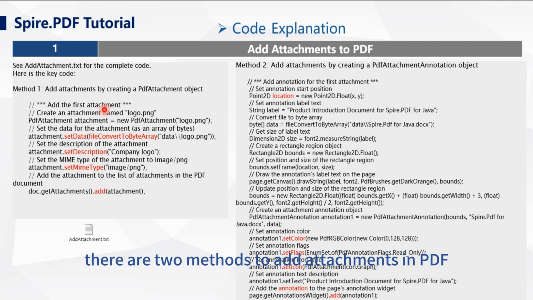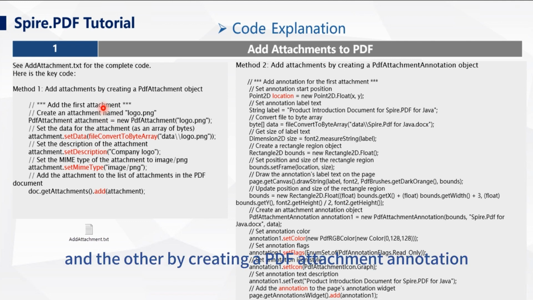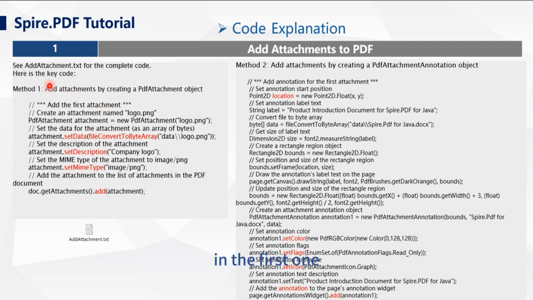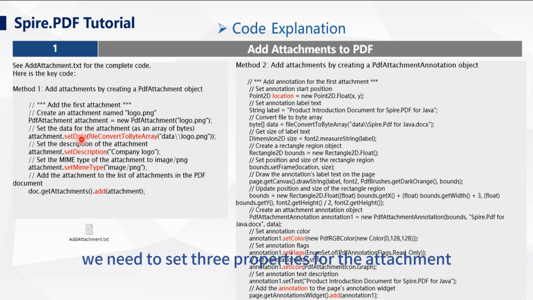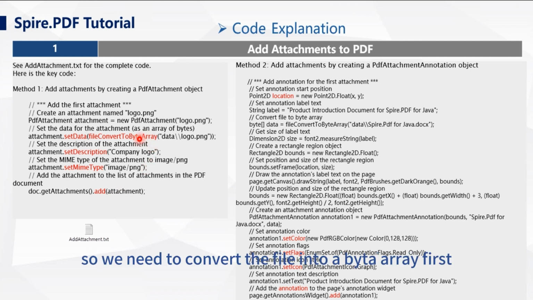There are 2 methods to add attachments in PDF. One by creating a PDF attachment object and the other by creating a PDF attachment annotation object. In the first one, after creating the PDF attachment object, we need to set 3 properties for the attachment, including data, description and type. Finally, add the PDF attachment object with properties to the PDF object. Please note that the parameter of setting data is passed in as a byte array. So we need to convert the file into a byte array first.